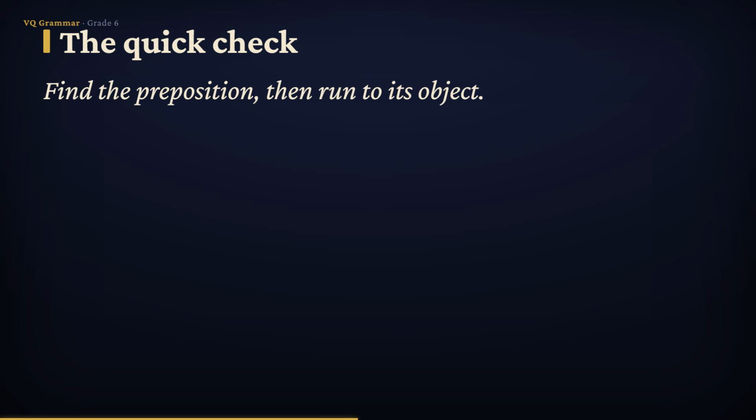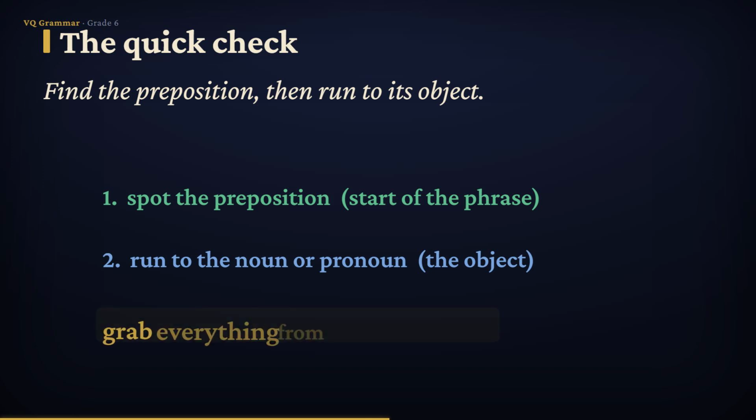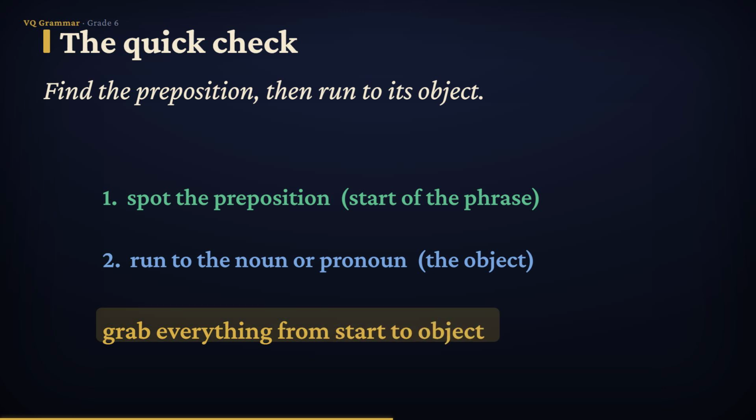Let's turn that into a quick two-step check you can run on any sentence. Step 1, spot the preposition, because that's where the phrase begins. Step 2, run forward to the next noun or pronoun, because that object is where the phrase ends. Then grab everything from the start all the way to the object, and you've captured the whole phrase. Preposition to object in one clean sweep.